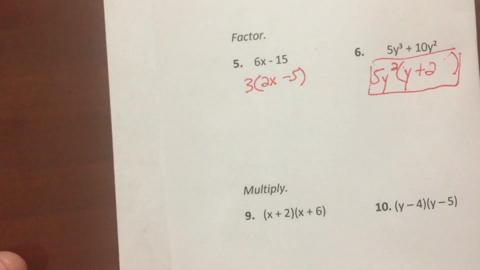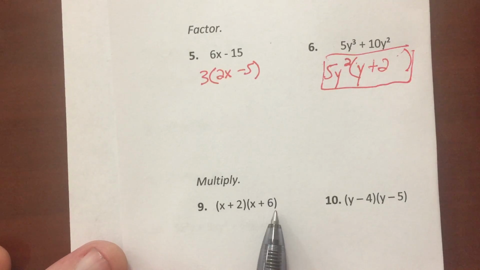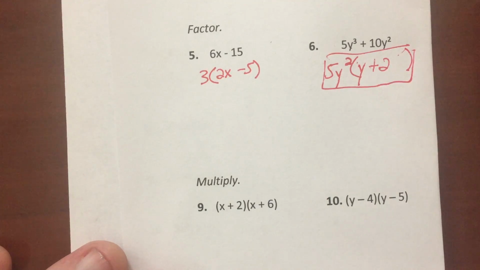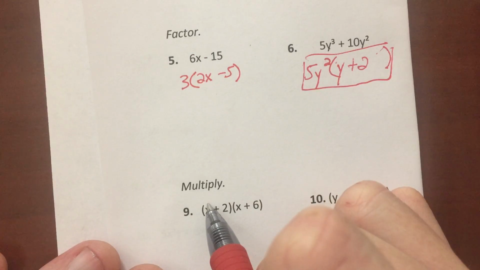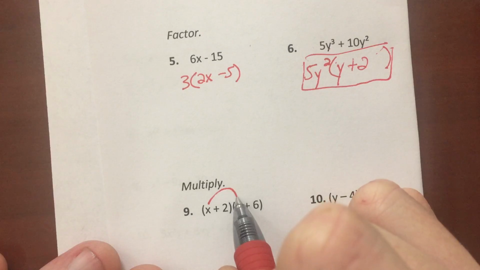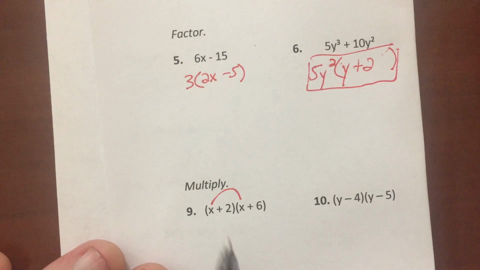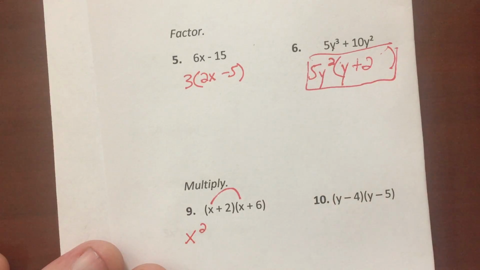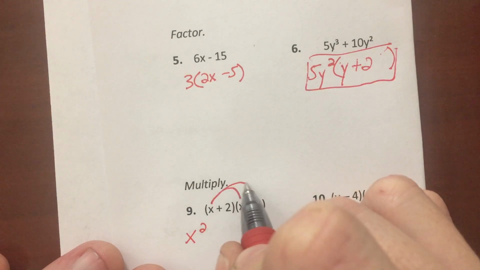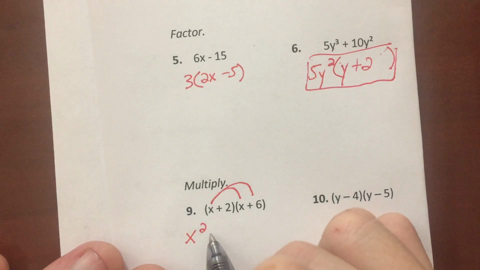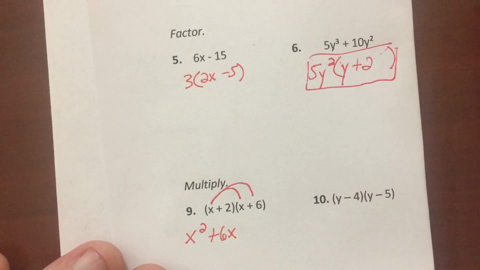Moving down to the next section, we're asked to multiply. These are called binomials. They each have 2 terms. When you multiply, you start with the first term of the first parentheses times the first term of the second parentheses. So that would be x times x in this situation. That makes x squared. X times a positive 6 is a positive 6x.